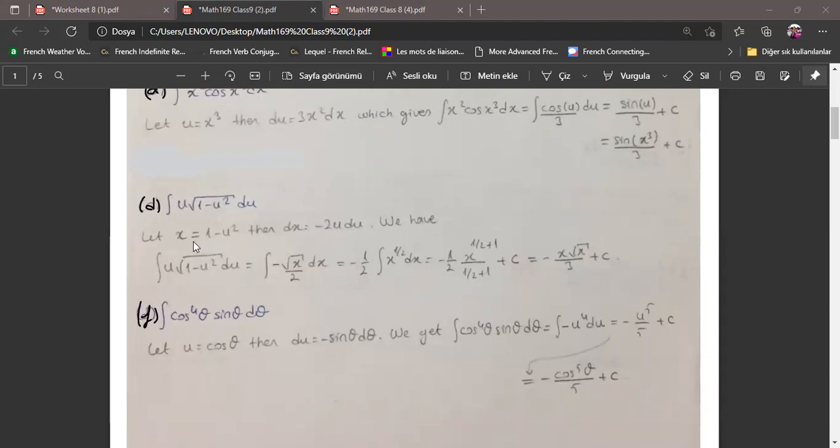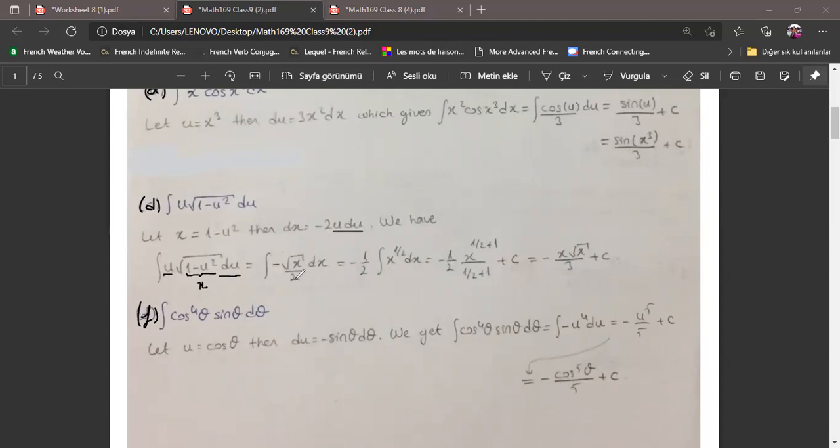So if you take the derivative of both sides, you will get dx. The differentiation will give us dx is equal to, this one's derivative with respect to u is minus 2u du, right? So what do we have? You see here, we have u du, okay, u du. So instead of that, we will write minus dx over 2, and this was equal to x, so we have square root of x there, okay?